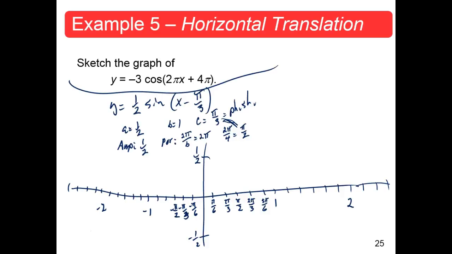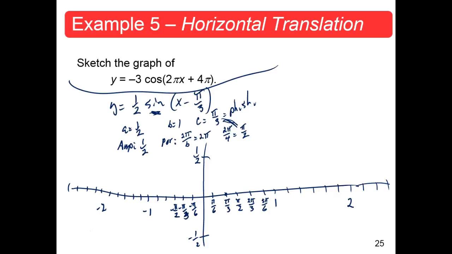Where do we begin? Always start at the phase shift, which is pi/3. Positive pi/3. So this is where we're beginning. What's our function here? The sine. Where does sine usually begin? At 0. So at pi/3, we're going to have a 0. And where does sine go from there? Up to plus 1, right?